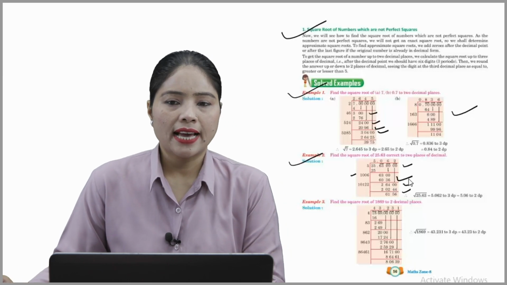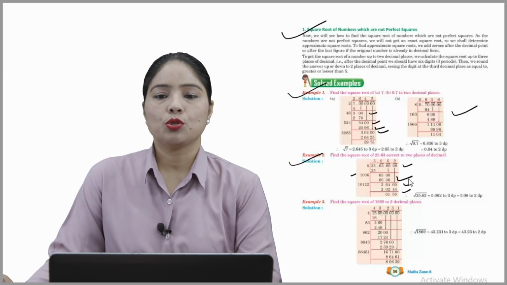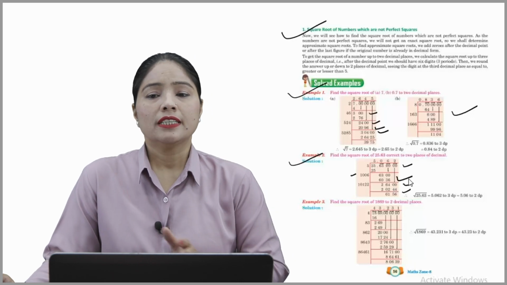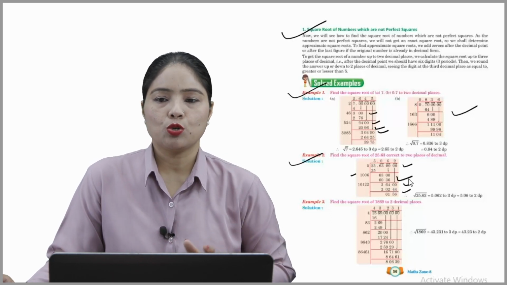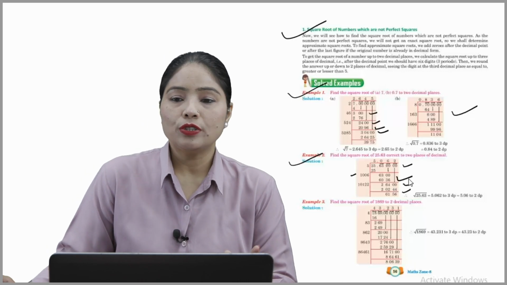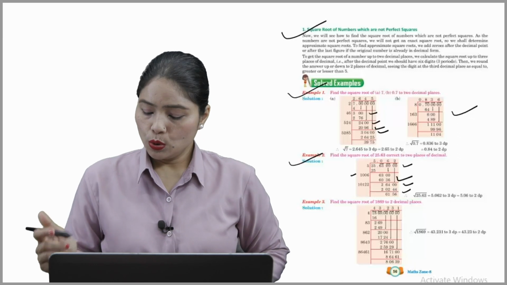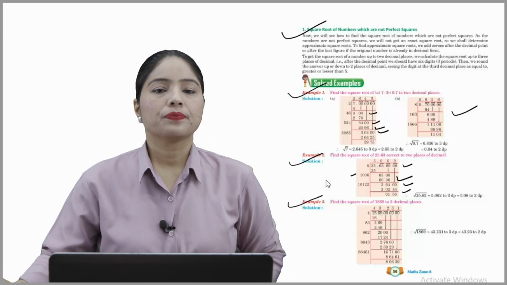So we can say that 25.63 is equal to 5.06223 dp, that becomes 5.06 to 2 dp, to decimal places also. Hope you understood very nicely. So now example 3 beta.